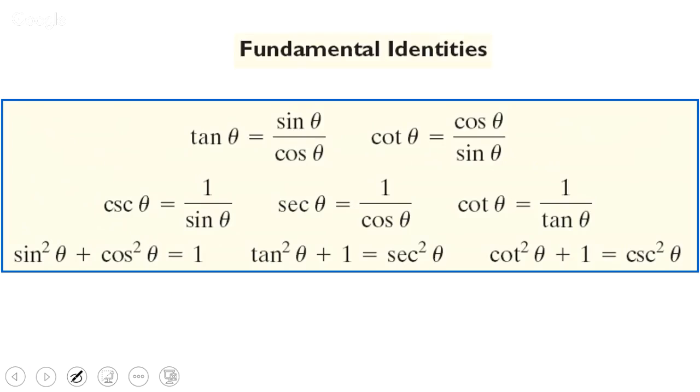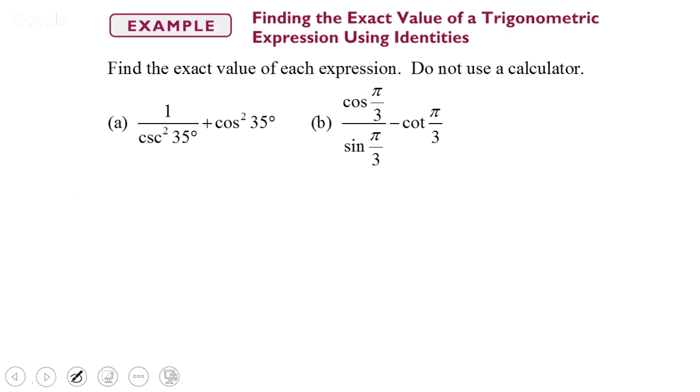So these are your fundamental identities. You got to know your quotient identities, your reciprocal identities, and your Pythagorean identities. Those are your fundamental identities. You're going to be using those over and over again, and even into calculus, you're going to be using these also. Need to know those, memorize them. So let's use them.